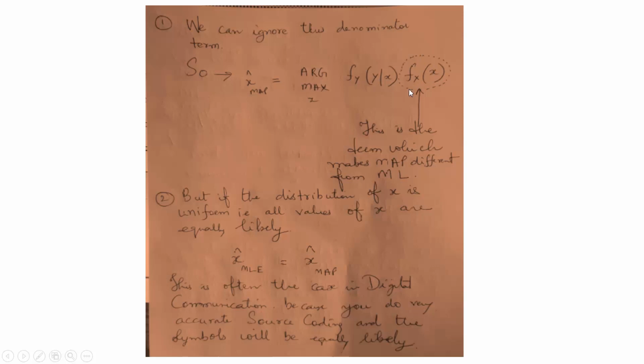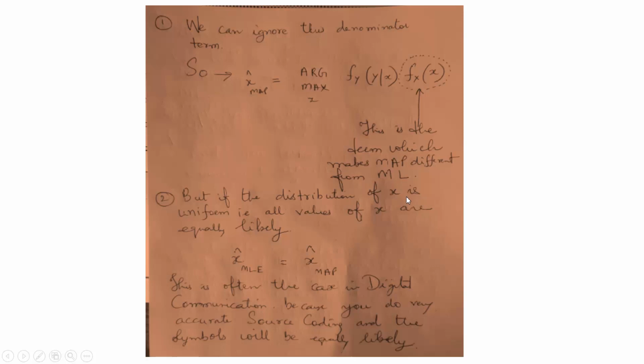Now, this is the term which is shown in the dotted line. This is the term which makes MAP different from ML. If you remember, in the case of the maximum likelihood function, only this term was present. There was no term which gives us the prior information about x. But in the case of the maximum a posteriori algorithm, we are multiplying this with the probability distribution, or the prior information, about the x quantity.